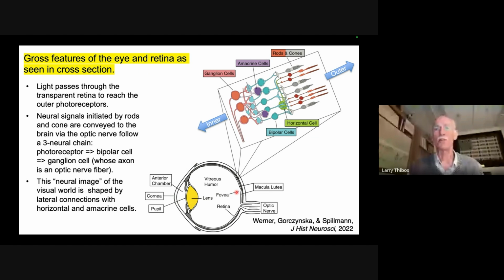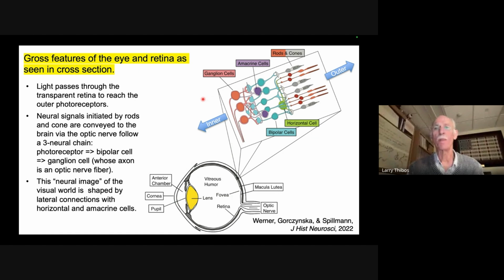Visual acuity is greatest in the foveal region. So when we want to see a detailed feature of an object, we rotate our eyes in order to place the image of that object onto the fovea. Now, a highly magnified view of a cross-section of the retina is shown at the top. There are 3 main layers of retinal neurons. It's a 3-neuron chain from image to neural response.